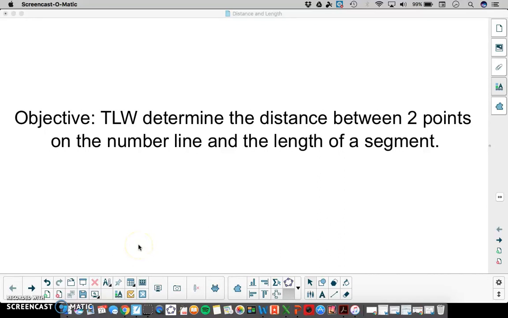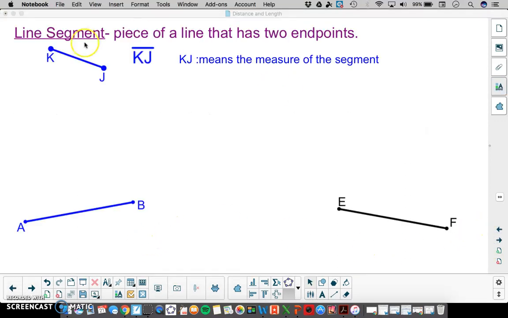In this video, the learner will determine the distance between 2 points on the number line and the length of a segment. First, let's uncover a few vocabulary.